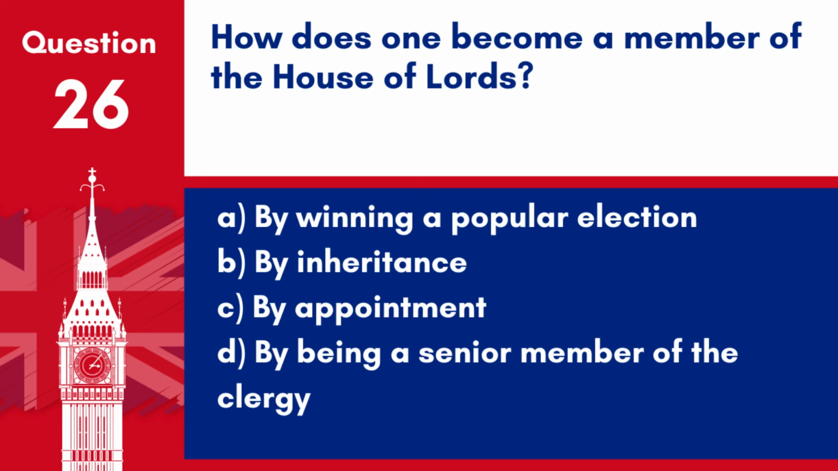Question 26. How does one become a member of the House of Lords? A. By winning a popular election. B. By inheritance. C. By appointment. D. By being a senior member of the clergy. Answer: C. By appointment. Members of the House of Lords are appointed by the monarch on the advice of the Prime Minister or the House of Lords Appointments Commission.